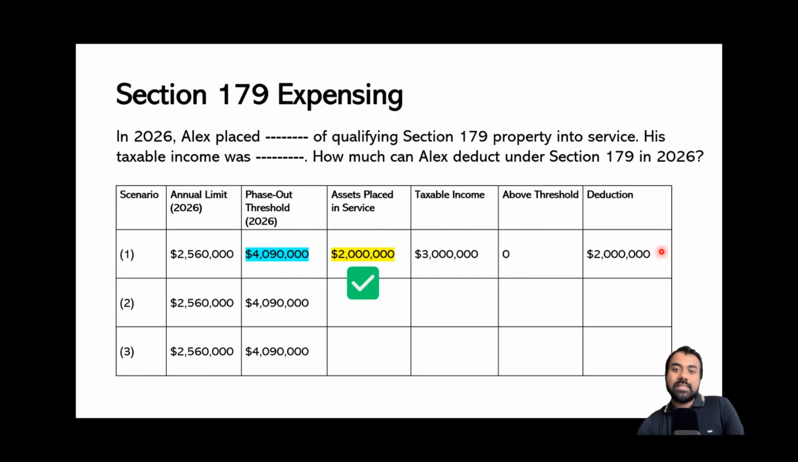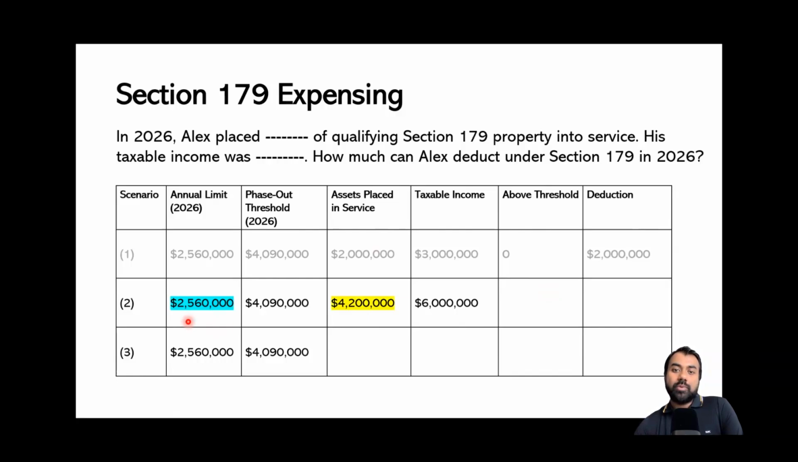Now let's look at the second scenario. Here, assets placed in service is 4.2 million and taxable income is 6 million. So let's look at each test. The first comparison is between the annual limit and assets placed in service. And as you can clearly see, assets placed in service is greater than the annual limit. That means the annual limit is the one that will pass the test. Next, we are going to compare our annual limit against our taxable income. Our taxable income is much greater than our annual limit, so that's not an issue.